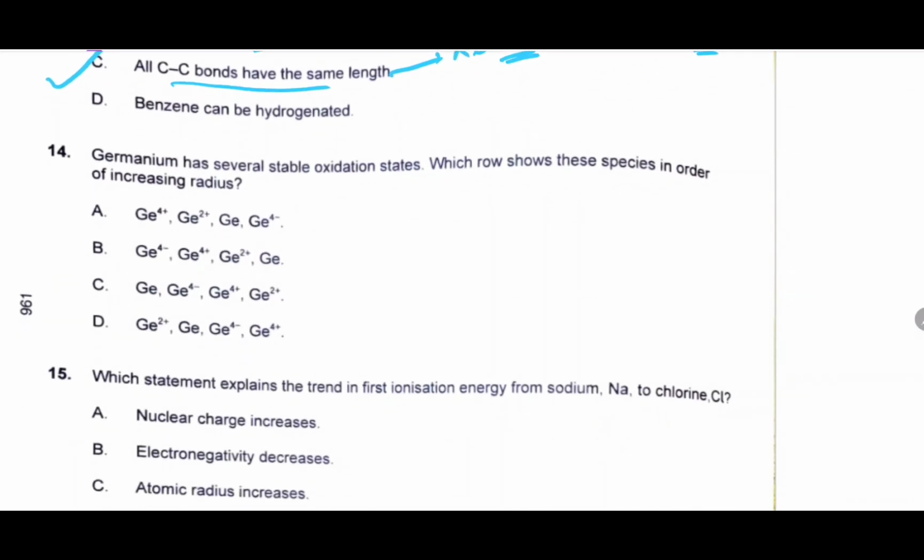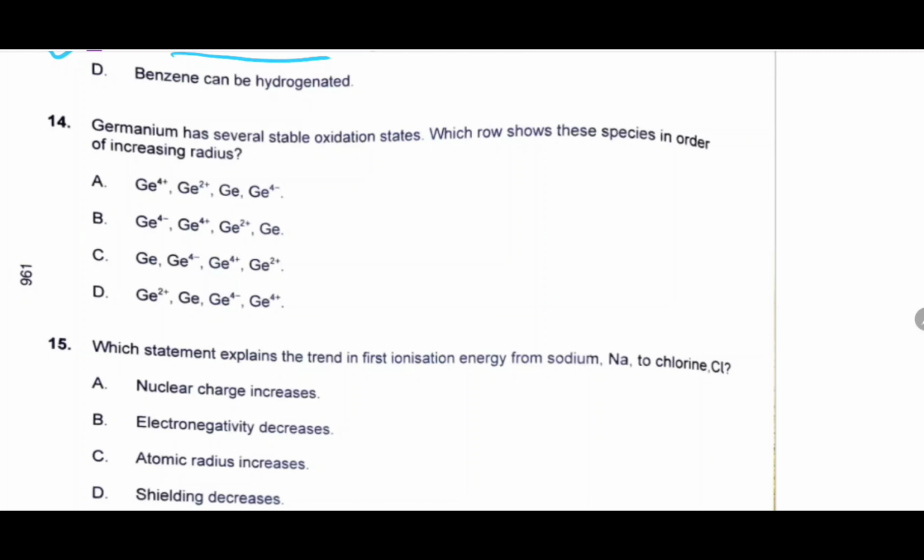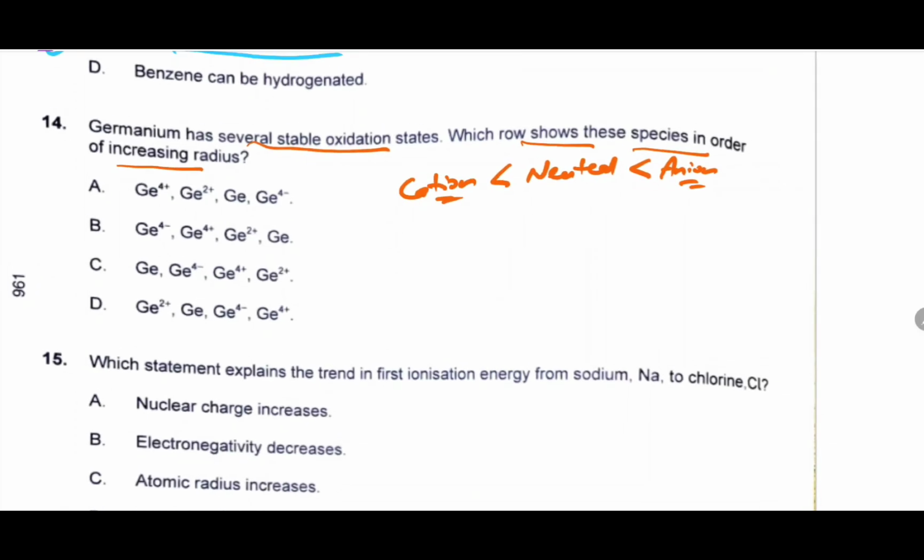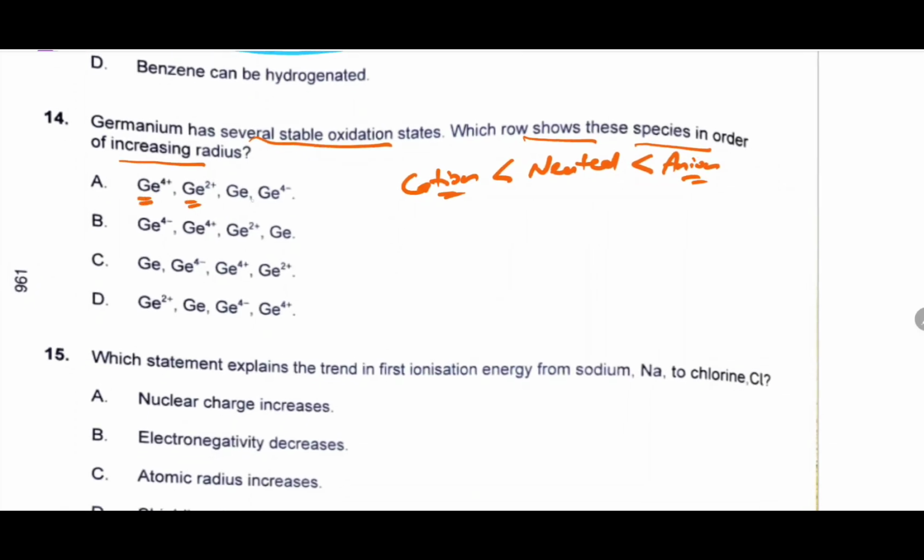Question 14. Germanium has several stable oxidation states. Which row shows these species in order of increasing radius? So as we know, whenever we form a cation, its size is always smaller than a neutral atom, and the anion is always larger than the neutral atom. So we have to look for the cations and anions. Ge4+, then Ge2+, then neutral, then anion. This could be the answer. Ge4-, no, not possible.